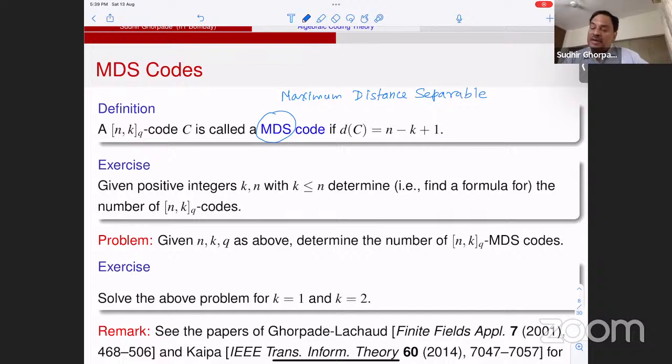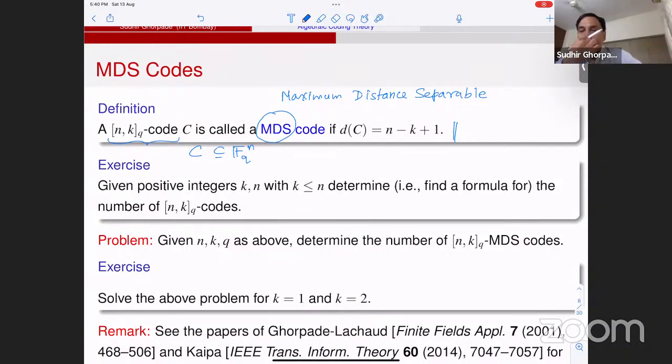By the way, I'm going to use this notation: an [n, k, q] code. That means a linear code of length n, dimension k, over the finite field with q elements. So this just means C is a k-dimensional subspace of F_q to the power n. That's called an MDS code if its minimum distance meets the Singleton bound. That means it is the largest possible for a given code of length n and dimension k. If it is equal to n minus k plus 1, then that code is called a maximum distance separable code, or MDS code. I hope this definition is clear.